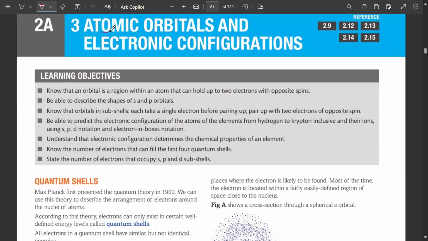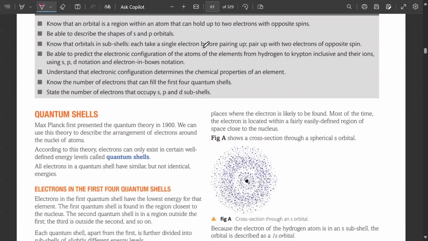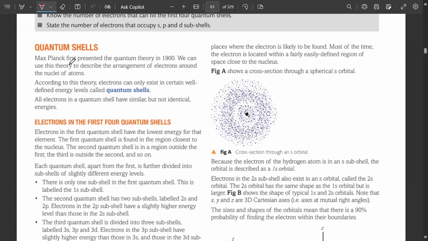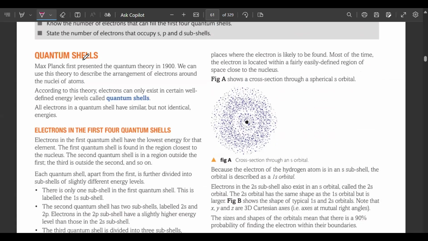Now let's talk about atomic orbitals and electronic configuration. We know one thing regarding quantum shells. Okay? What are quantum shells? Let me do this once on the whiteboard as well, and then you'll get it.